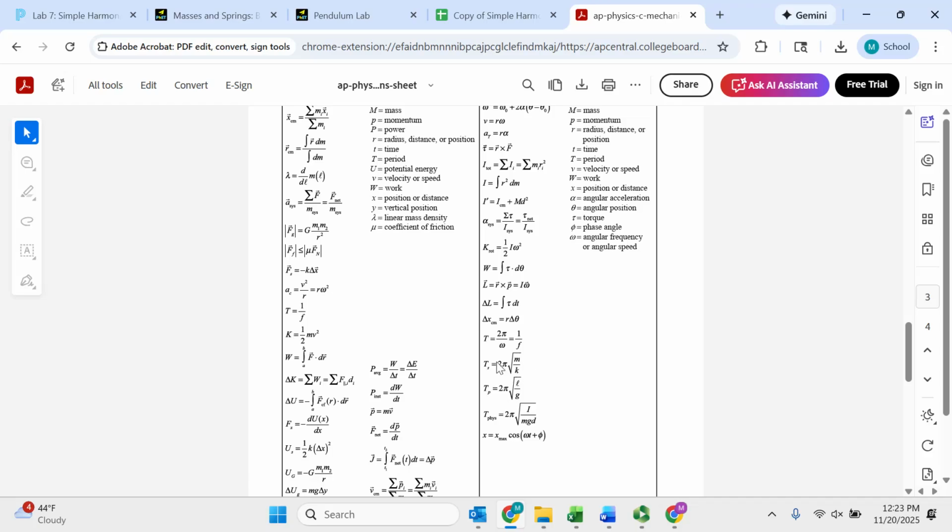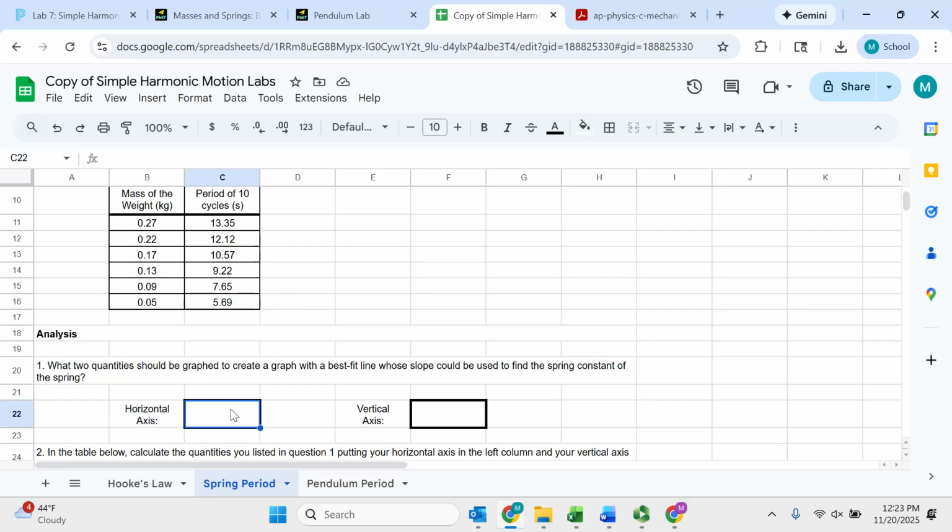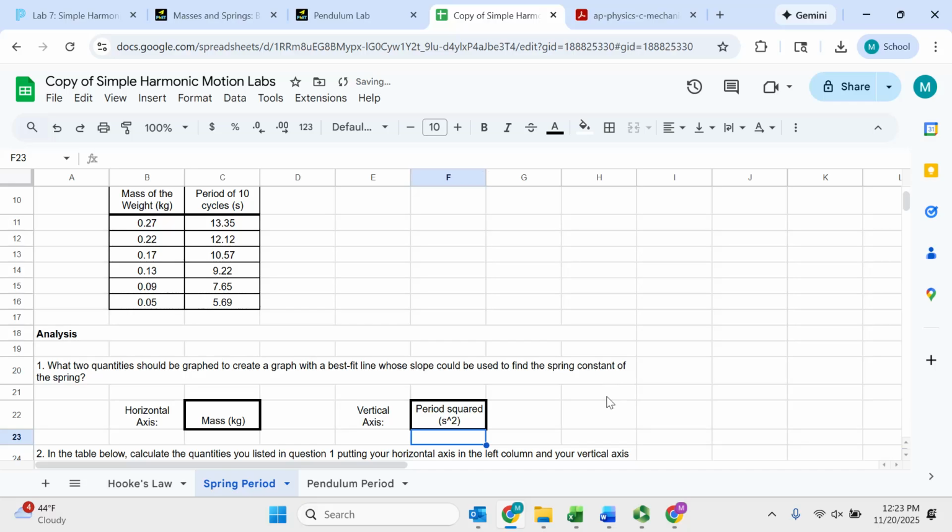Now, since I have the square root, what I would probably do is square everything to get rid of the square root, and then I have something that looks like period squared is equal to 4 pi squared times m over k. So if I graphed period squared on the vertical axis and m on the horizontal axis, I should get a straight line whose slope is 4 pi squared over k. And so that's what I'm going to end up doing. So I said on my horizontal axis, I'm going to do mass, and then the vertical axis, what did I say? Period squared. And so that'd be in seconds squared in my units. So there we go. I've now entered those two in.